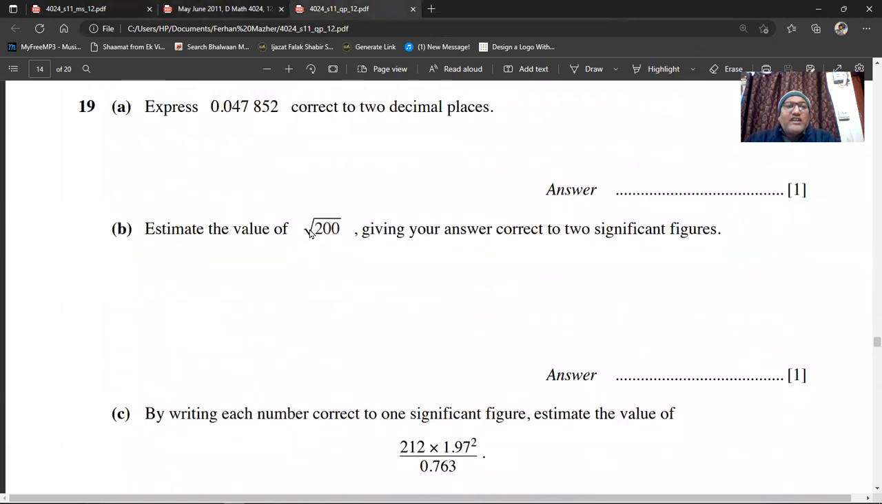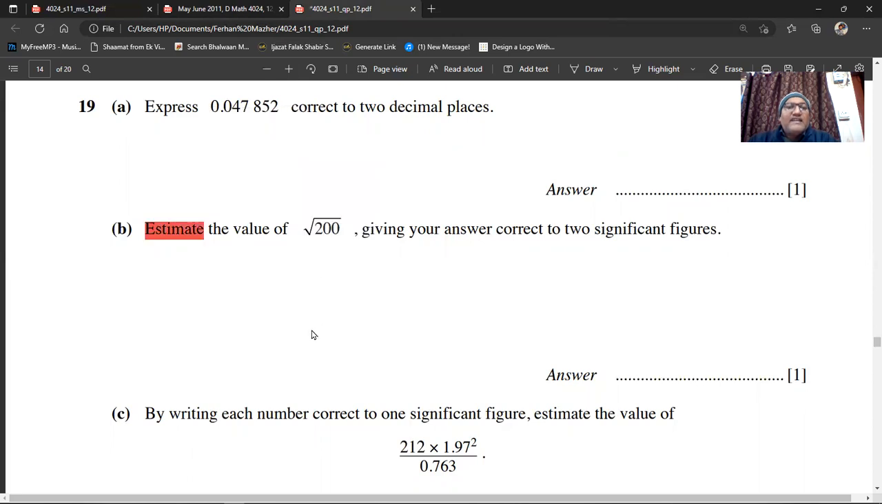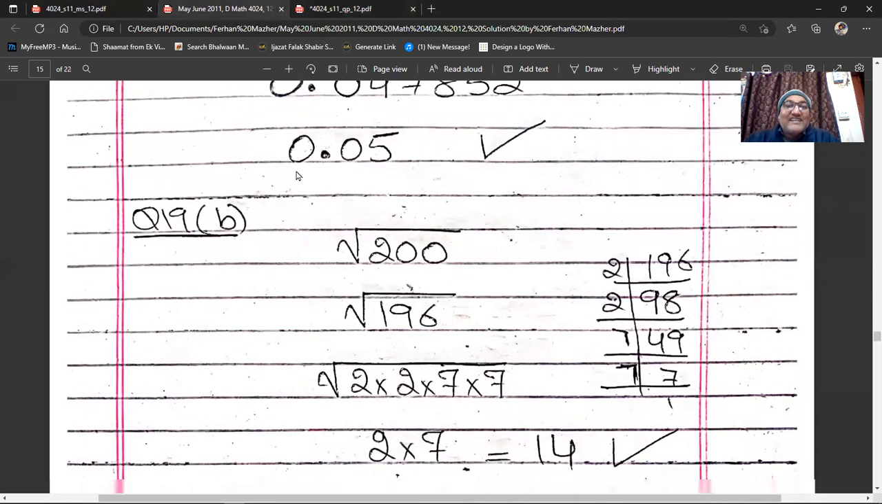Then question 19 B part, it says estimate. This word is very important. It says estimate the value of the square root of 200, giving your answer correct to 2 significant figures. You see the 200, I don't know what is the square root of 200, but I know a very famous number which is quite near to 200, and that is 196. So instead of 200, I can write 196.